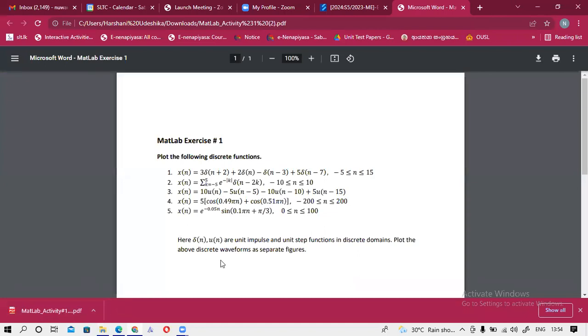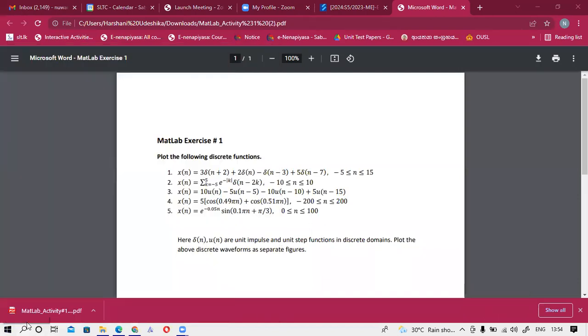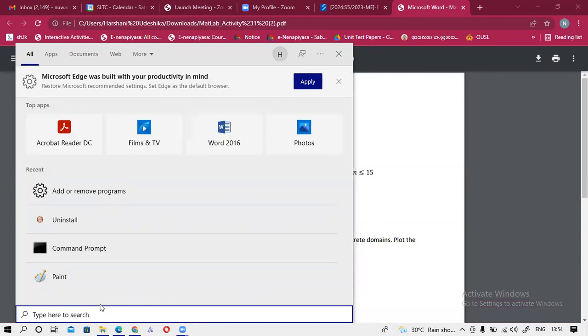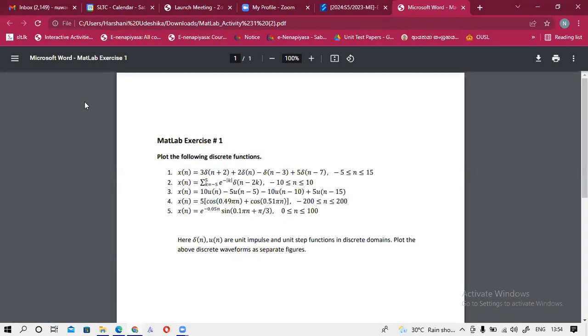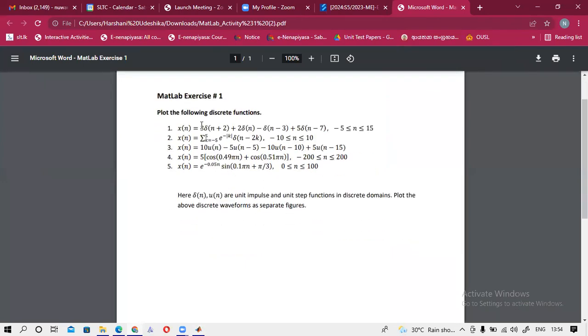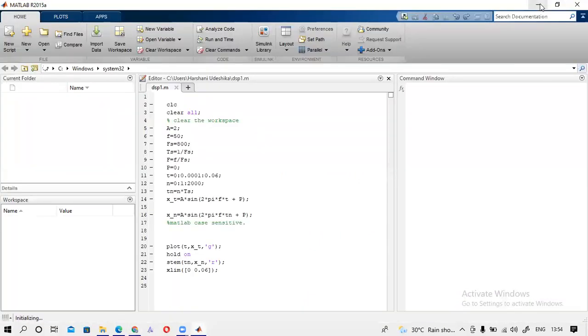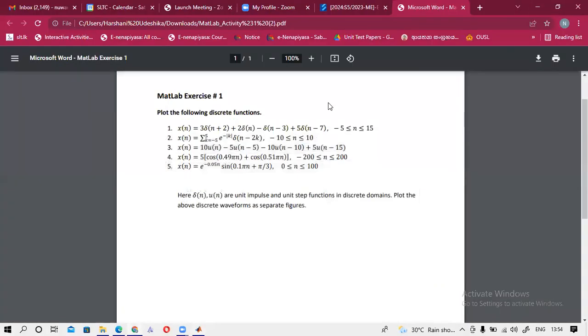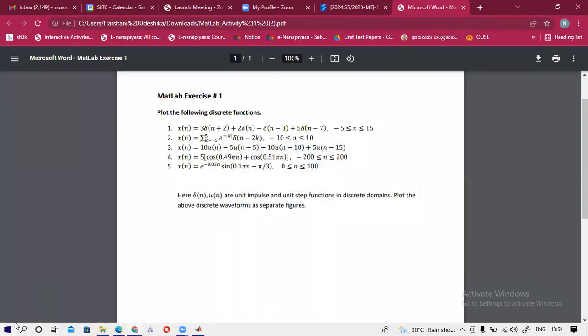Okay, this is the assignment, no? The assignment is mainly related to the unit impulse signal and also the unit step signal, no? Both are in the discrete domain. Both are discrete time signals. Okay, so I want to tell you first. Let me take my journal.